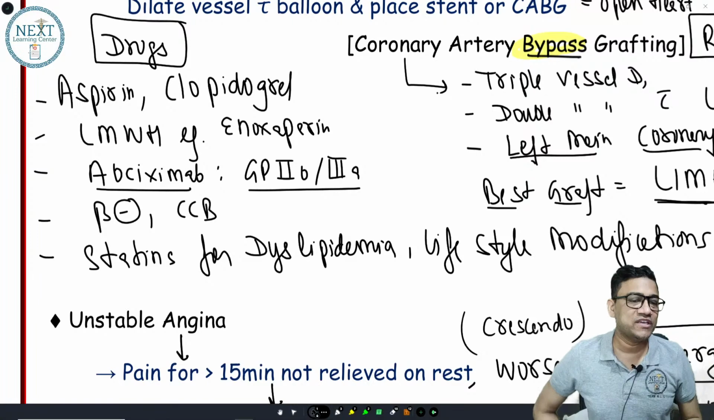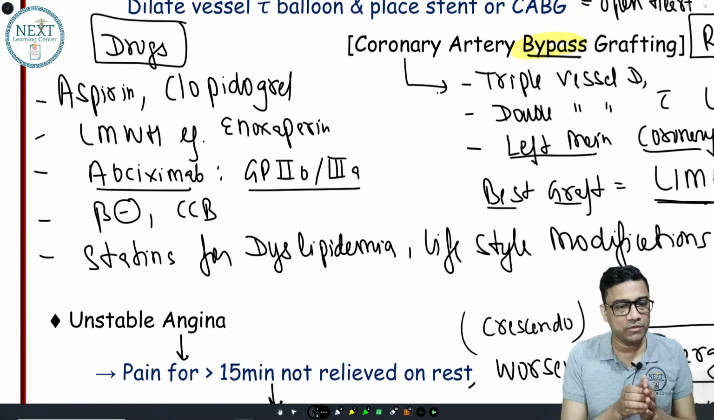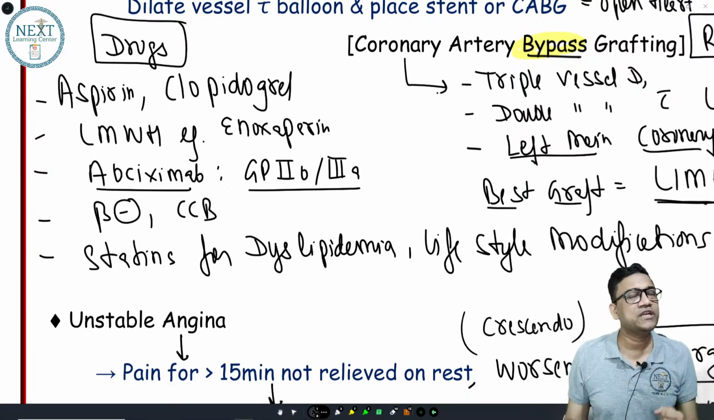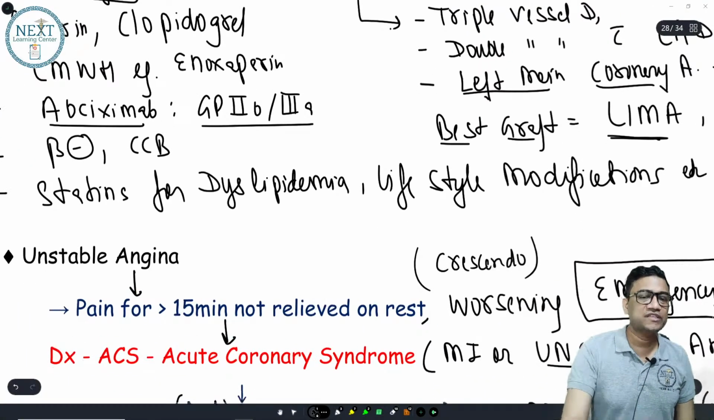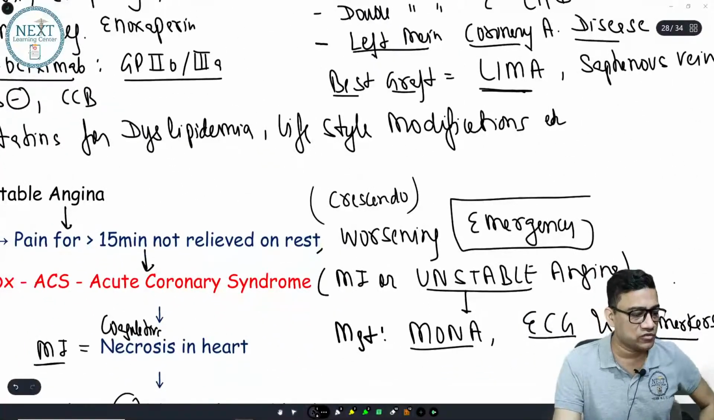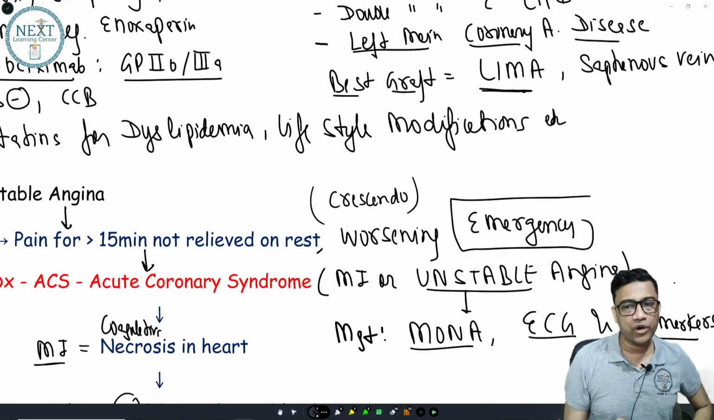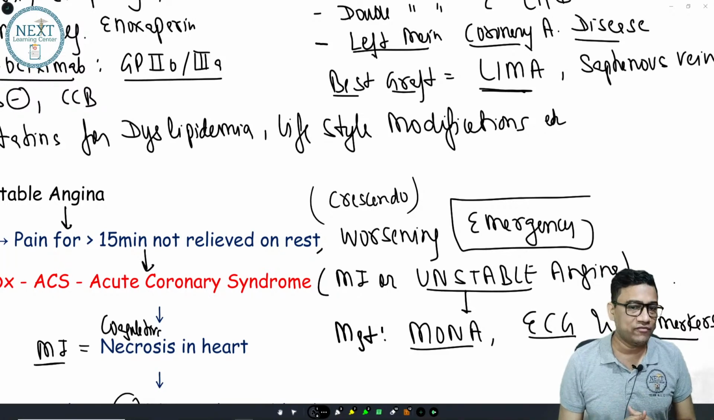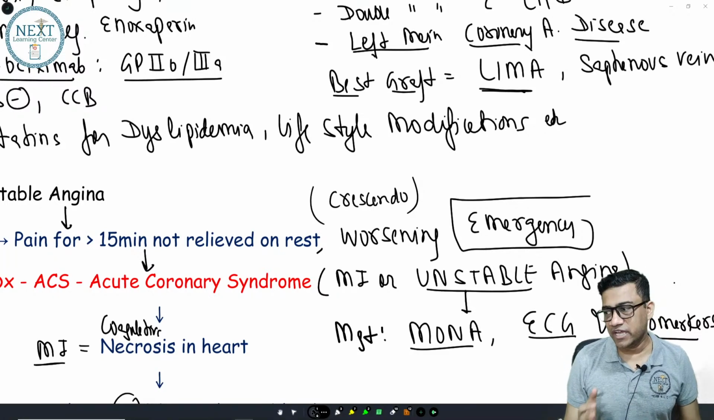Then we can give beta blocker or CCB because they will decrease the heart rate. CCB causes vasodilation, beta blocker decreases the heart rate. Statins if there's dyslipidemia. Also lifestyle modifications are advocated. Which modification? Lifestyle modification.